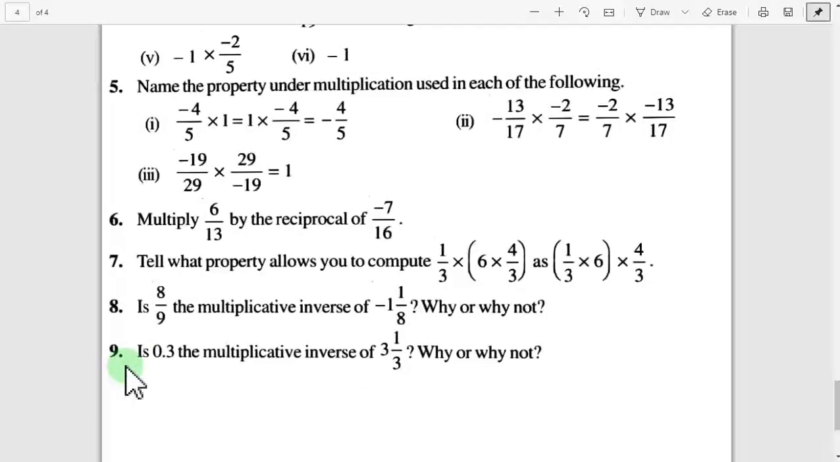Refer to the example sums, understand them and do the homework. If you understand the example sums, you can do the homework. If you have any doubt, you can ask.